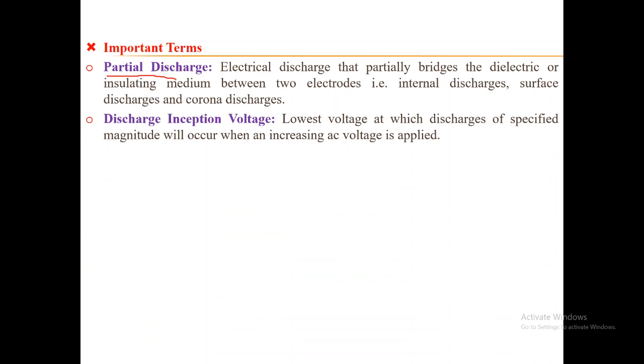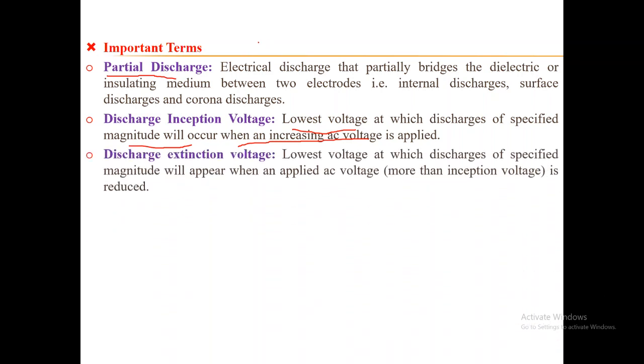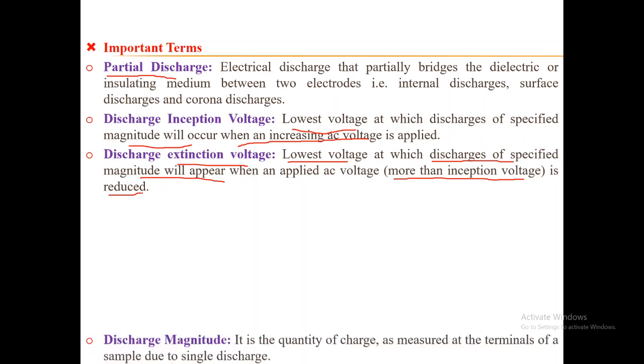Discharge inception voltage represents the lowest voltage at which a discharge of a specified magnitude will occur when increasing AC voltage is being applied. Discharge extinction voltage means the lowest voltage at which discharges of specified magnitude will appear when the applied AC voltage, which is more than the inception voltage, is reduced. Okay, that is known as the discharge extinction voltage.